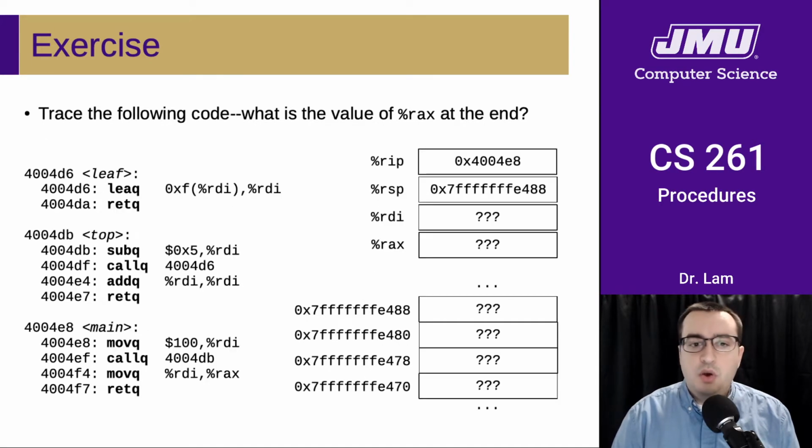So here is a slightly different formulation of it. So here's the code over here. I've gotten rid of the binary because it's not important to tracing through the code. Here are some registers that will be useful. So we have RIP, RSP, RDI, and RAX. We don't know what the values of RDI and RAX are right now, so I put question marks there.